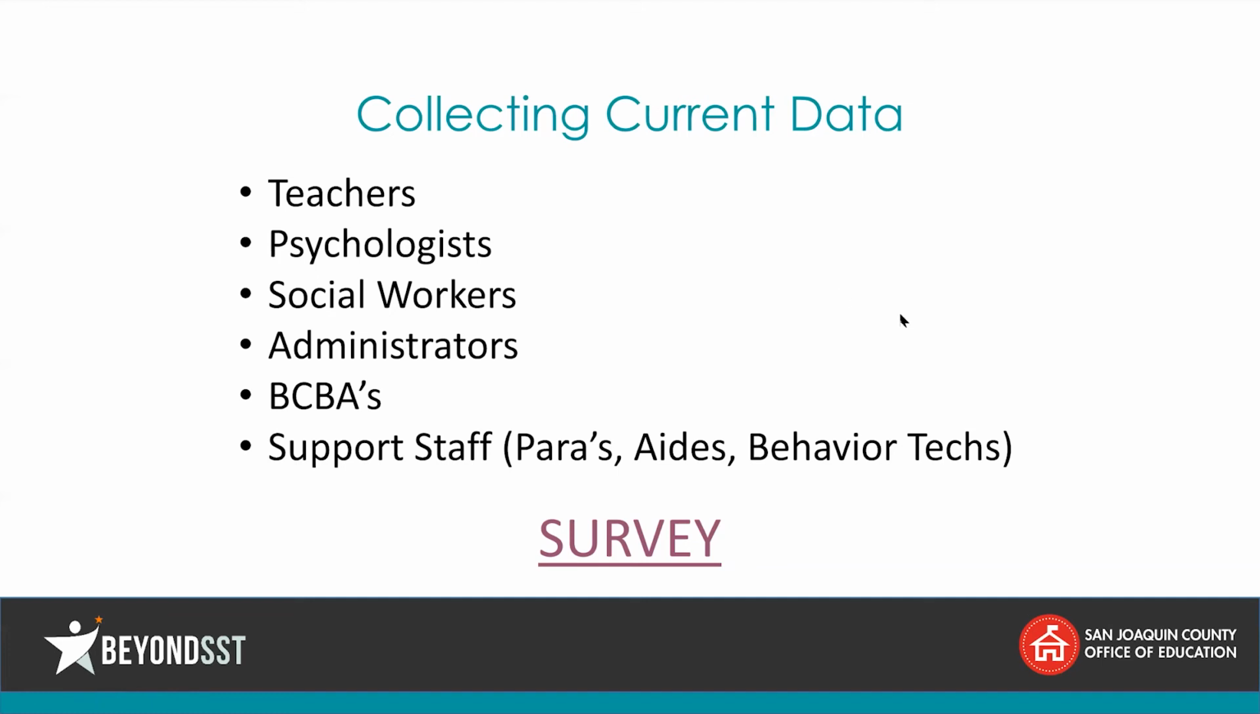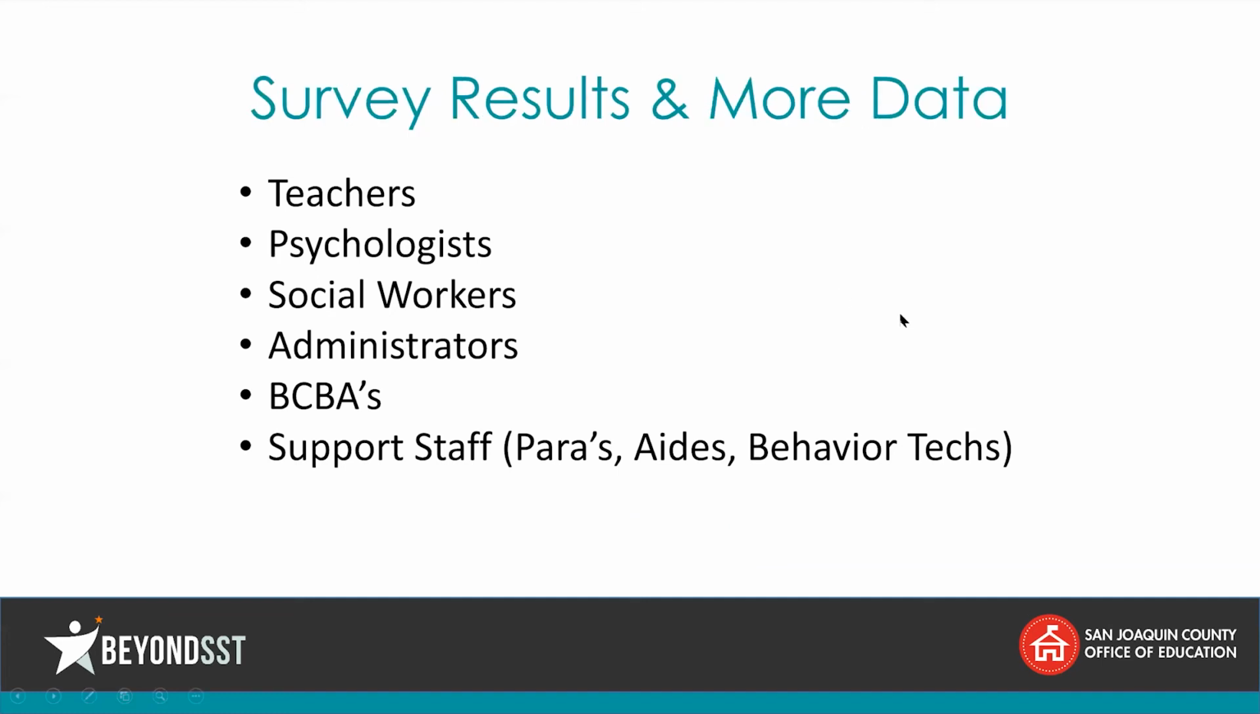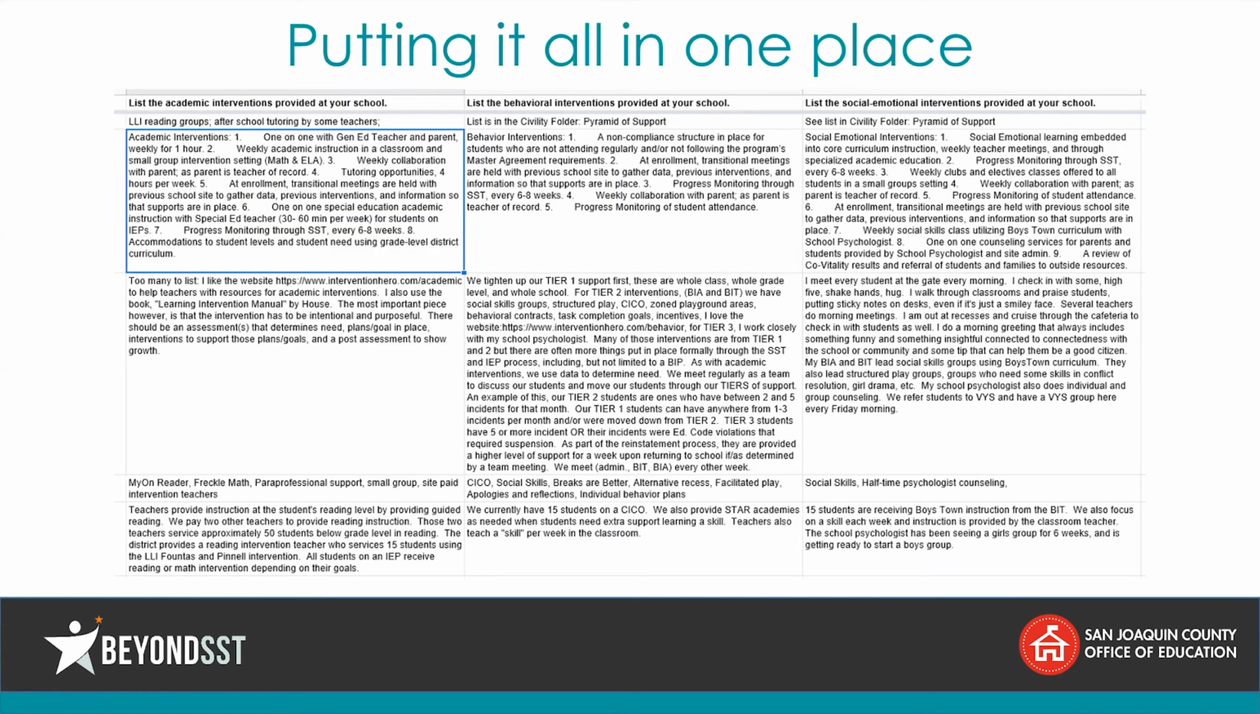Awesome. Okay, so we are collecting our current data with that survey. And we surveyed everybody. Like I said, we surveyed our teachers, our psychologists, our social workers, our administrators, our BCBAs. And this is kind of an example of what we got back. If you've used a Google form, it just comes back in a nice little spreadsheet. And we got all of these great interventions that our school sites were using.